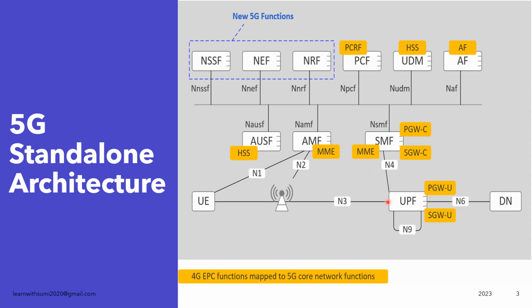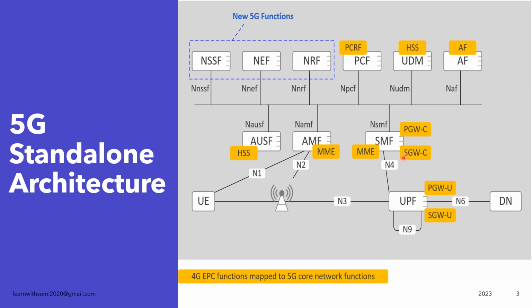UPF is the replacement of SGW and PGW user plane, and SMF is also the replacement of SGW and PGW control plane. So here you have AF, and PCF is the replacement of PCRF, policy control and rule function. We have NSSF, NEF, NRF. These are the new network functions in new 5G.